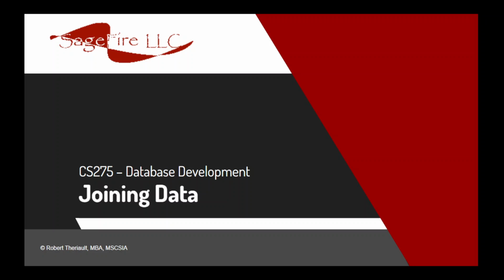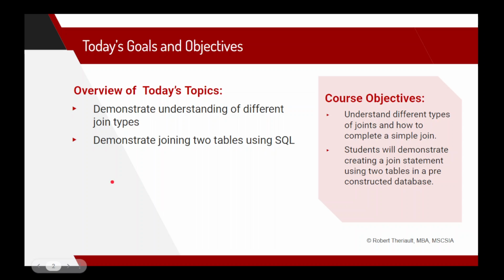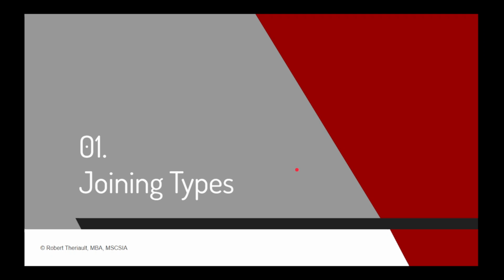Welcome back to CS275 Database Development. We're now going to go over joining data. In this, we're going to talk about the different types of joins, understand what a join is and how it works, and then be able to actually join two tables together using this SQL that we learned, right? So our course objective is for you to be able to take two tables and make this join with that data.